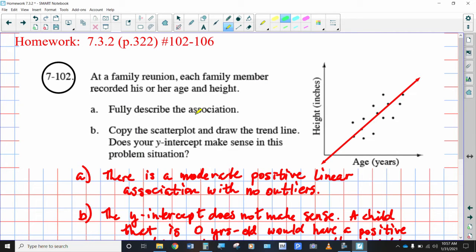All right, so at a family reunion, each family member recorded his or her age and height. Describe this association fully. Okay, so it's a positive linear association. The person's height appears to be directly related to their age. As you get older, you grow taller, right?